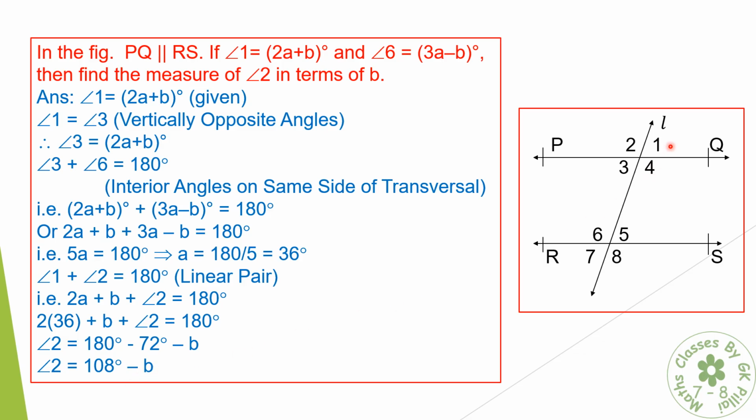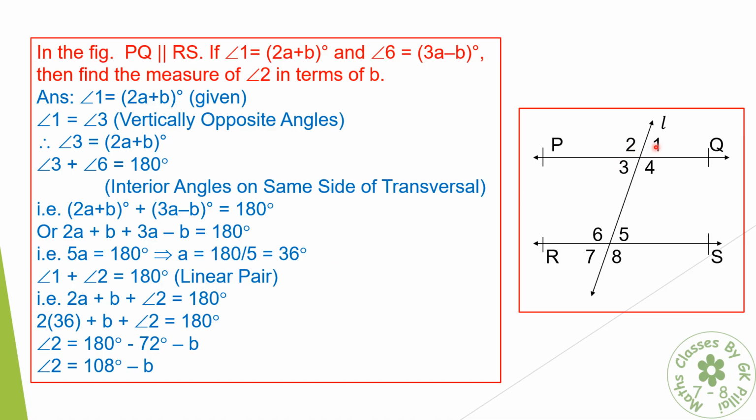Angle 1 equal to 2A plus B and 1 is vertically opposite to angle 3. So 3 is also equal to 2A plus B. 3 plus 6 equal to 180 degrees because these are the angles on the same side of the transversal. So 3 is 2A plus B and 6 is 3A minus B. Add them equal to 180 degrees. When you write this way, B and B get cancelled. 2A plus 3A will be 5A equal to 180 degrees. A will be 180 upon 5, 36 degrees.